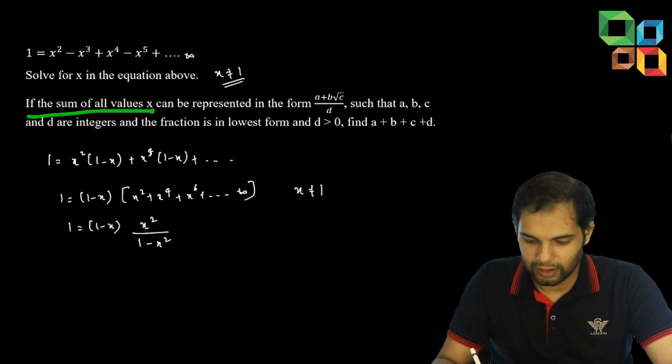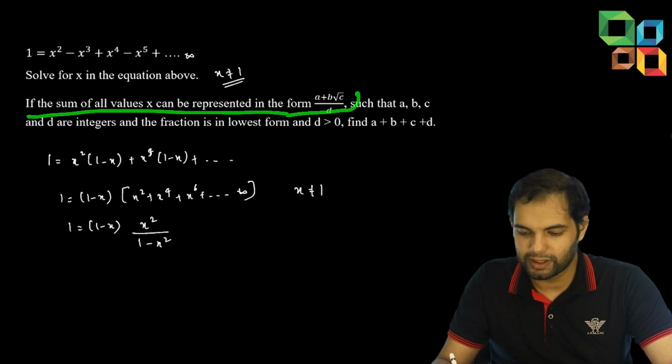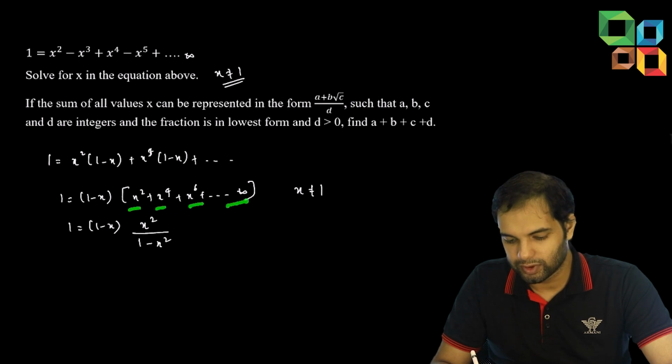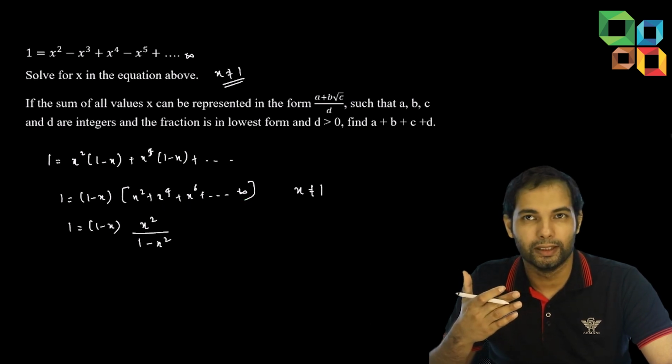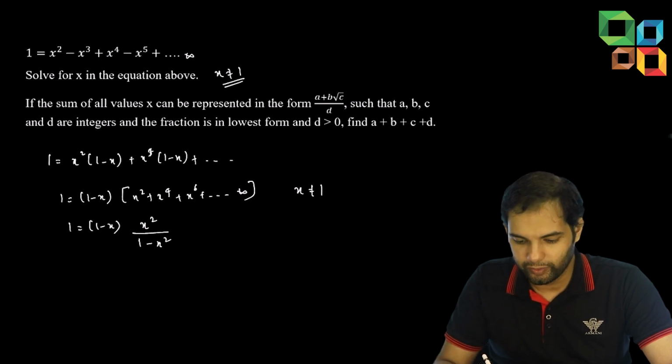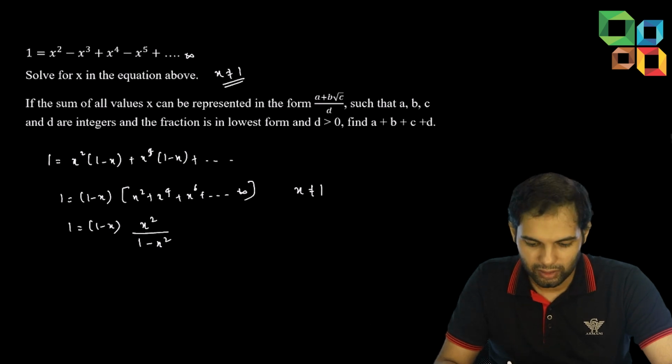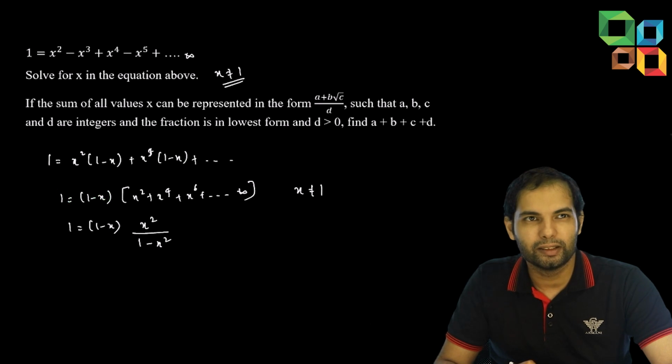Because they have told us the sum of all can be represented in this form. Suppose I assume that it is not less than 1, it's greater than 1. If it's greater than 1, don't you think all these terms would go to infinity? All are even. So if it's going to infinity, then the sum would be infinity. Then it certainly can't be represented in this form, isn't it? And whatever this number is, it can certainly not be a finite number, right?